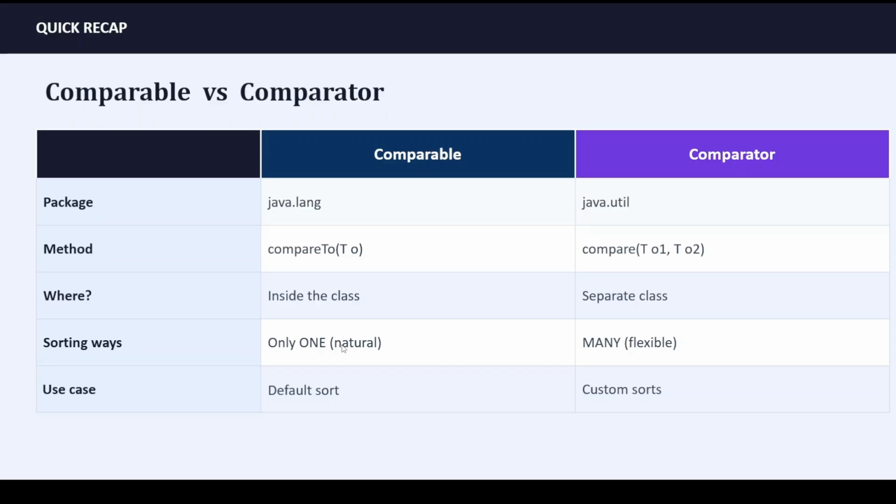Sorting ways: only natural sorting or default sorting is offered by comparable. Comparator offers a flexible way, which is custom sorting. That's what we discussed, right? Use cases: if you want default sorting or natural sorting, comparable will always be the better option. But if you want custom sorting, then comparator will be useful, right? Great. So I hope the difference between comparable and comparator is crystal clear now.